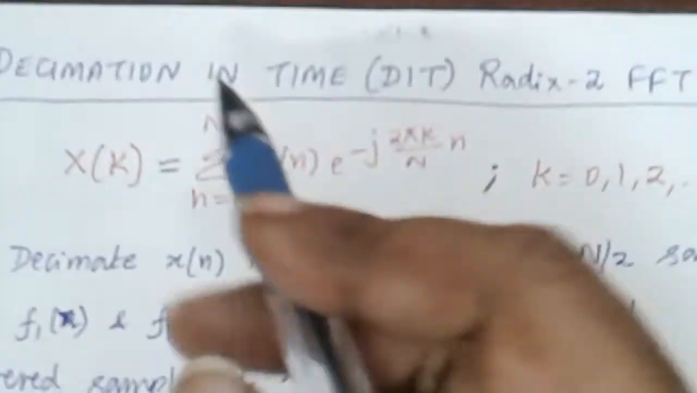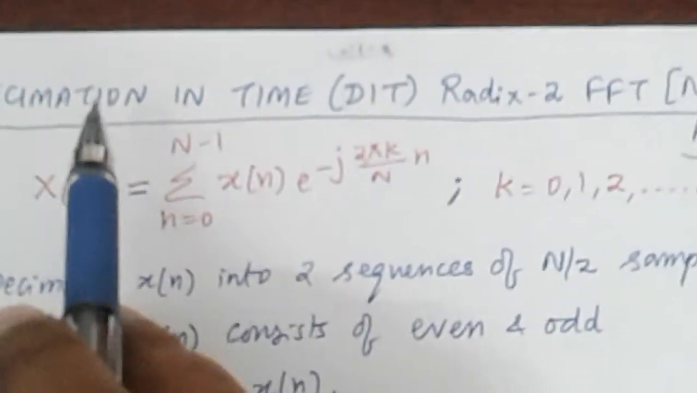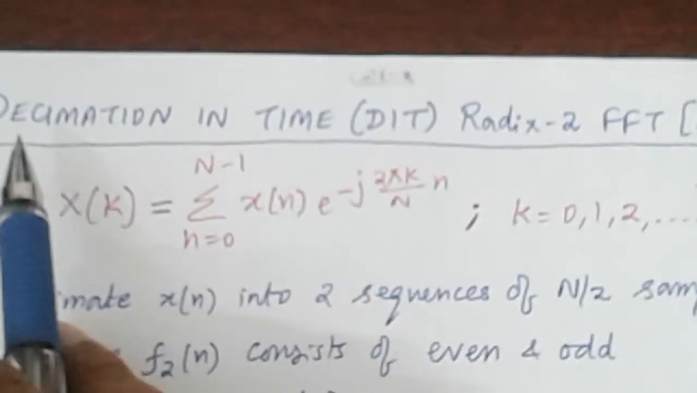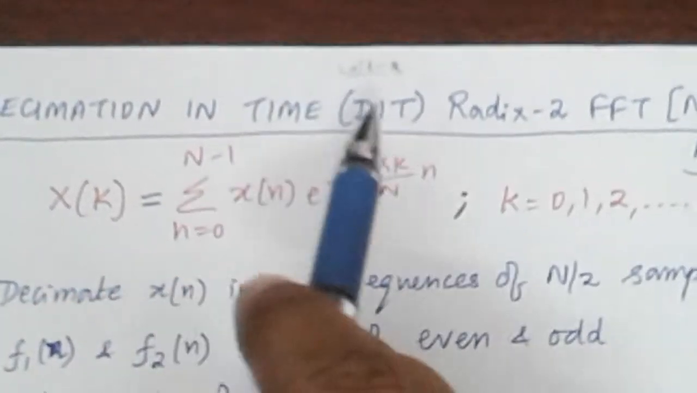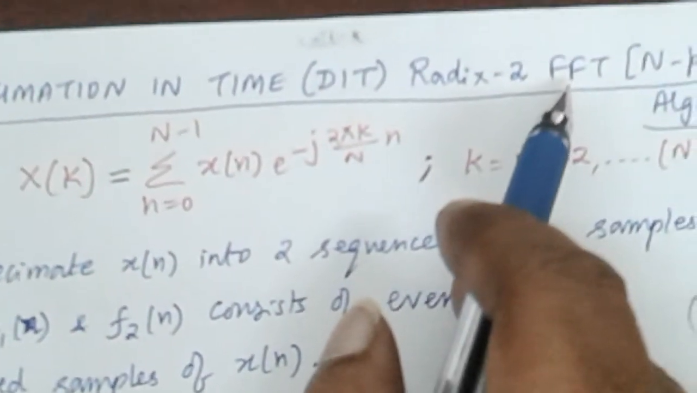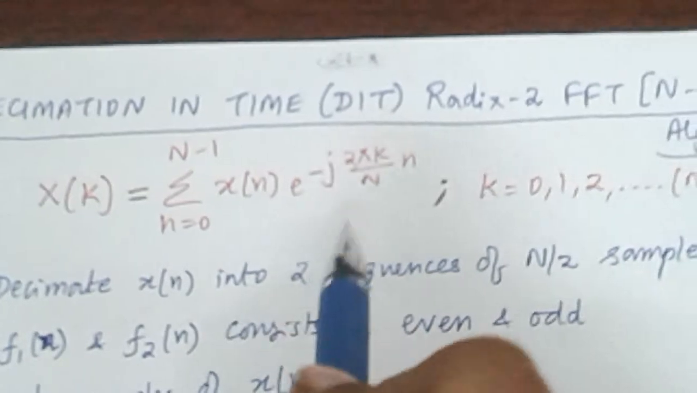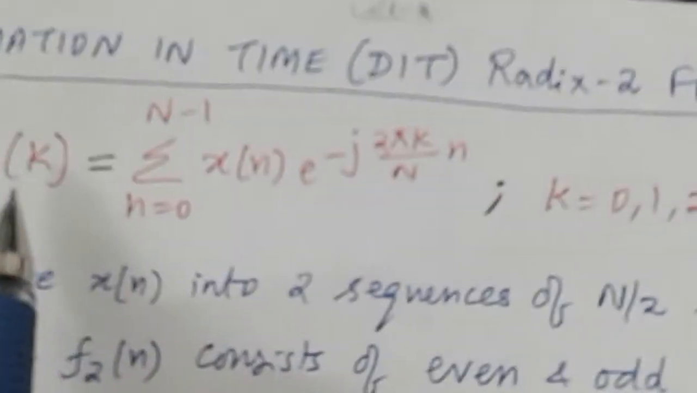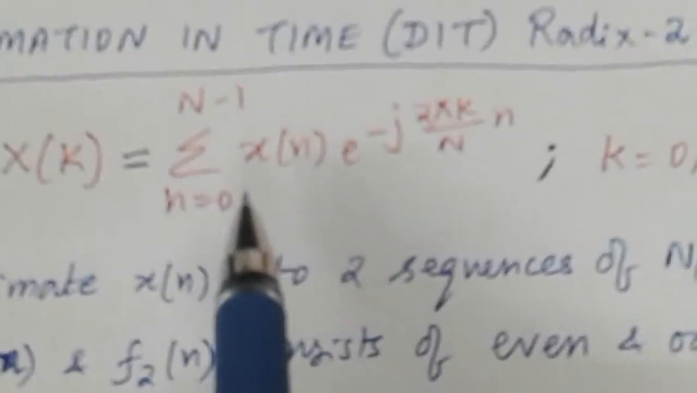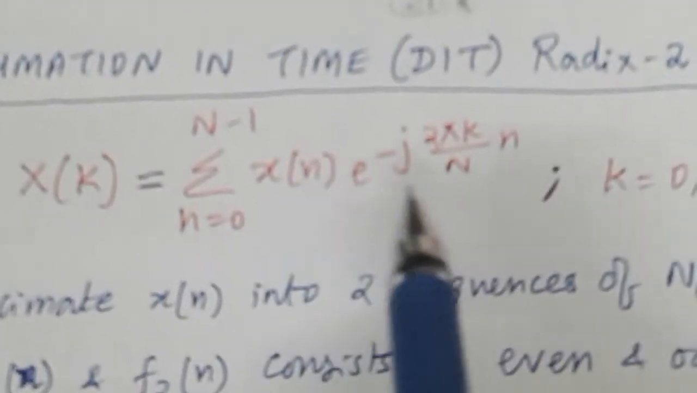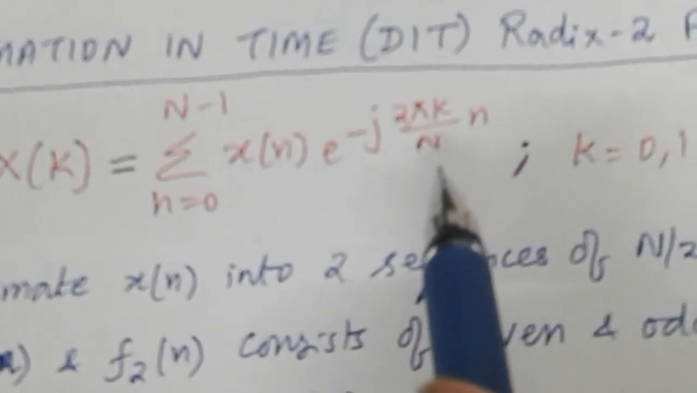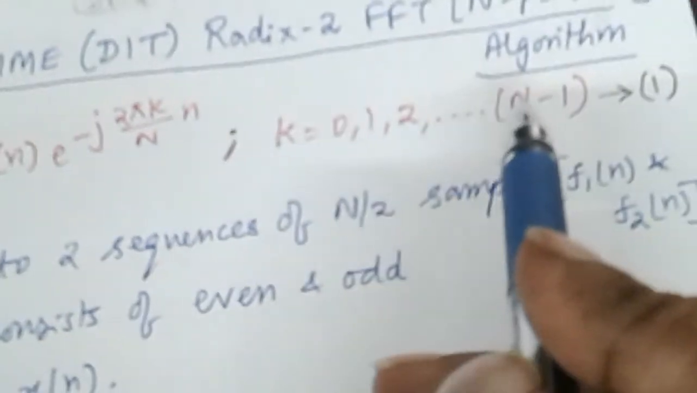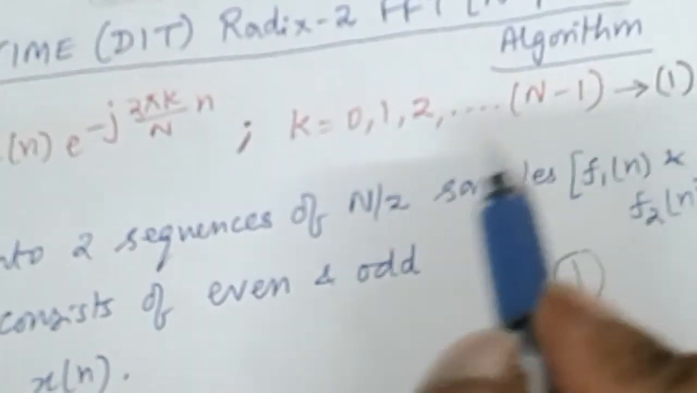Thank you. Decimation, that is, N-point DFT using decimation in time radix-2 FFT. That is, this is the DIT FFT radix-2 N-point DFT algorithm. Clear? So as you know, X of k is given as the sum from n equal to 0 to N minus 1 of x of n e power minus j 2 pi k by capital N into small n, where k varies from 0, 1, 2 till N minus 1. We'll keep this as equation number 1.